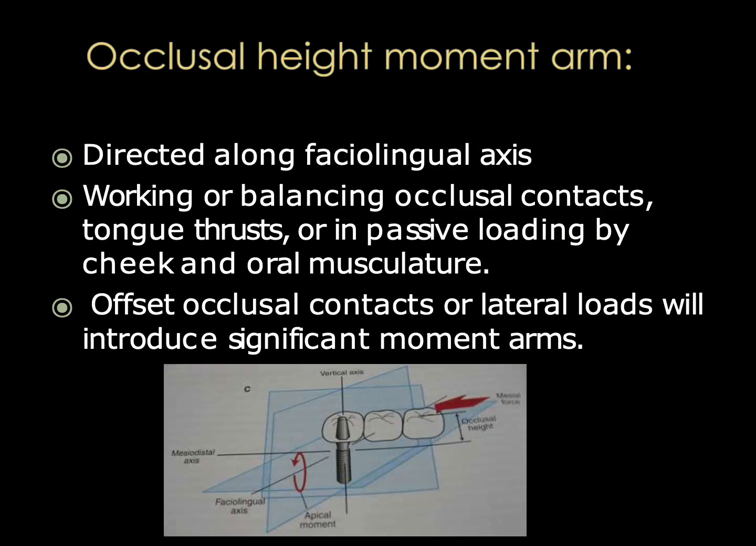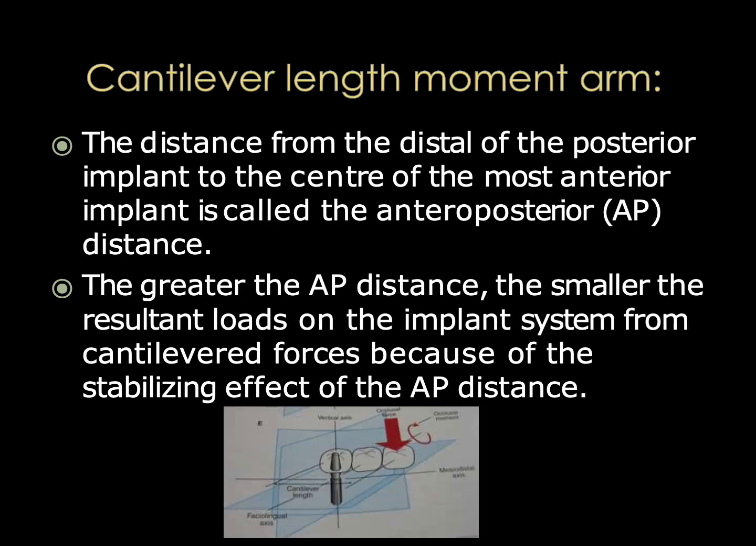The occlusal height moment arm is directed along the buccolingual axis, with working or balancing occlusal contacts, tongue thrust, or passive loading by cheek and oral musculature. The cantilever length moment arm is the distance from the distal of the posterior implant to the center of the most anterior implant, which is called the AP distance.